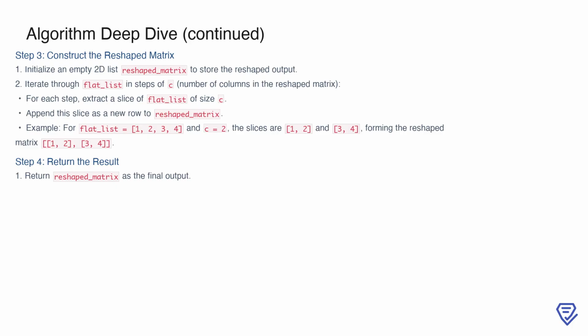For instance, if flat_list is [1, 2, 3, 4], and we want the reshaped matrix to have C equals 2 columns, the slices will be [1, 2] and [3, 4]. Combining these slices, the reshaped matrix becomes [[1, 2], [3, 4]]. Finally, we return reshaped_matrix as the result, which completes the algorithm.